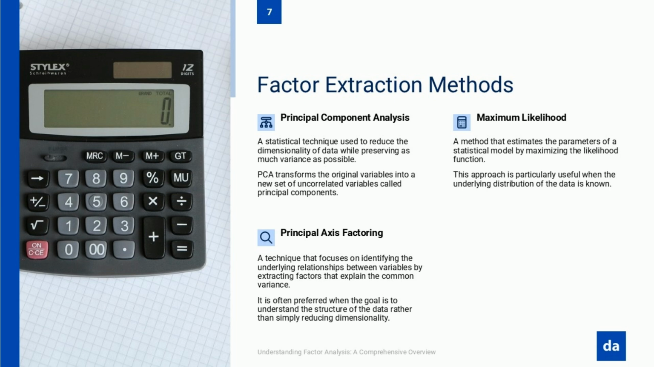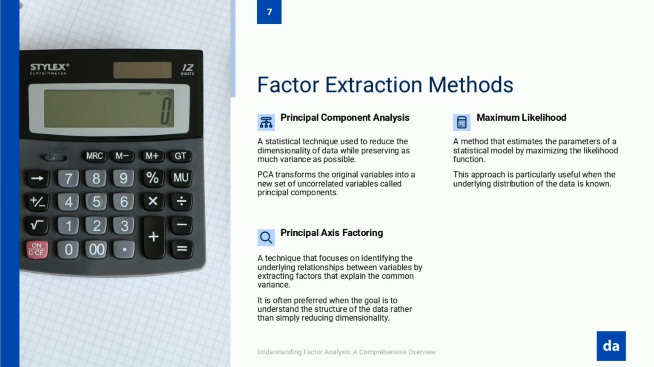For a more statistically refined dig, principal axis factoring, PAF, is often preferred when the goal is to understand underlying relationships rather than just simplifying data. Unlike PCA, which looks at total variance, PAF focuses only on shared variance, the stuff that truly connects the variables. It's like carefully brushing away the dirt instead of bulldozing the entire site.